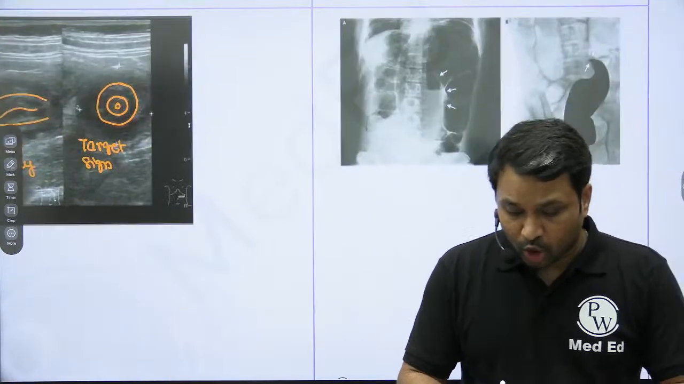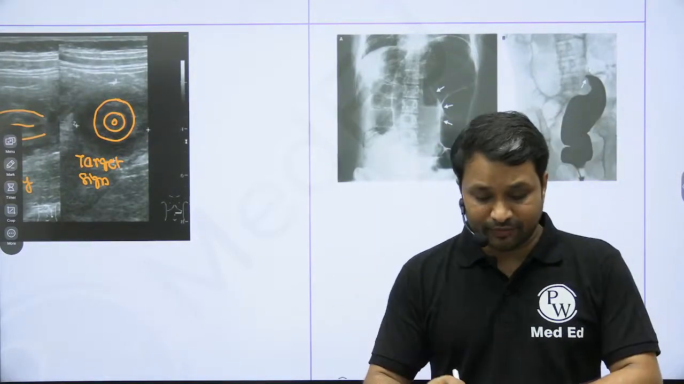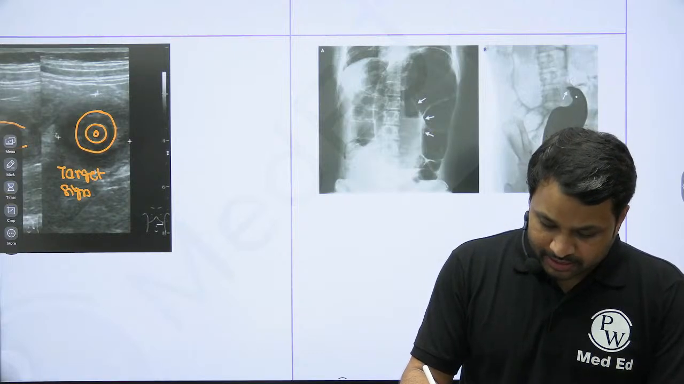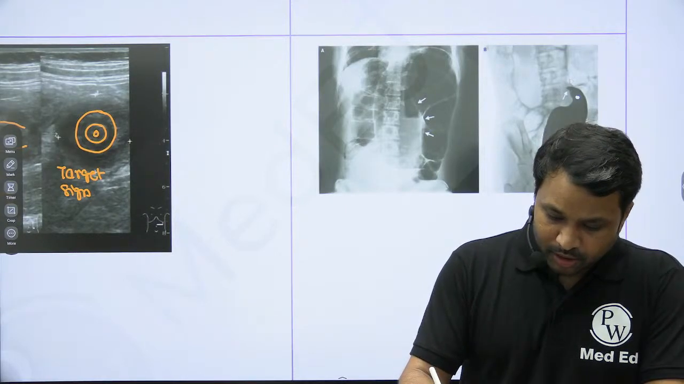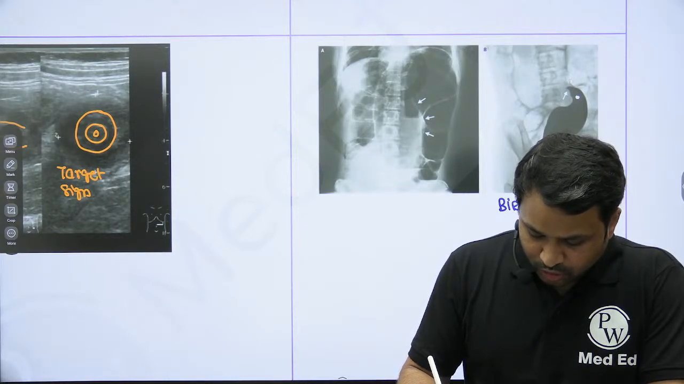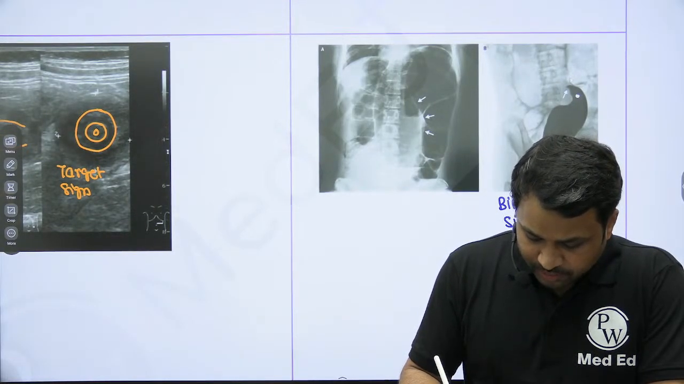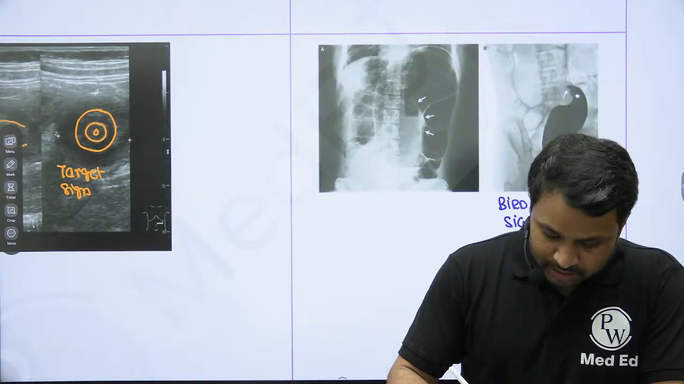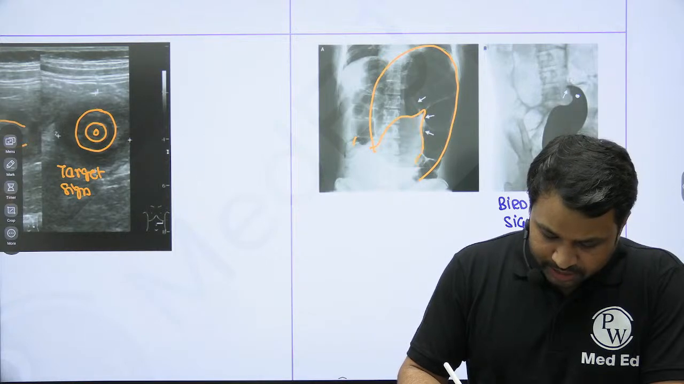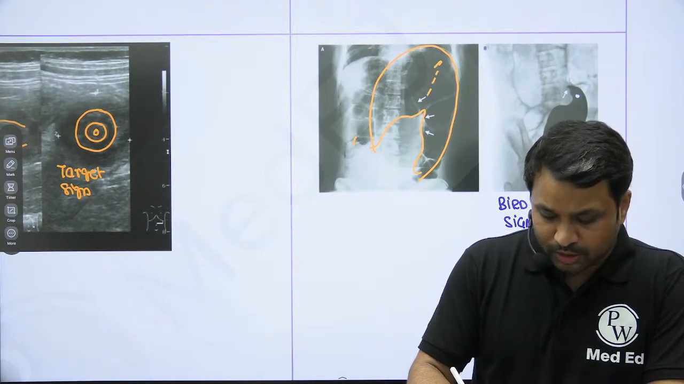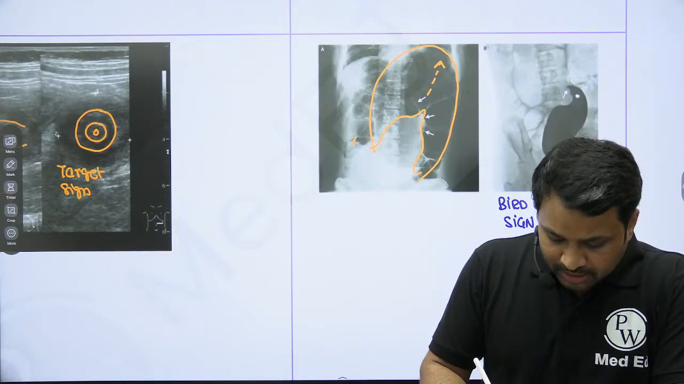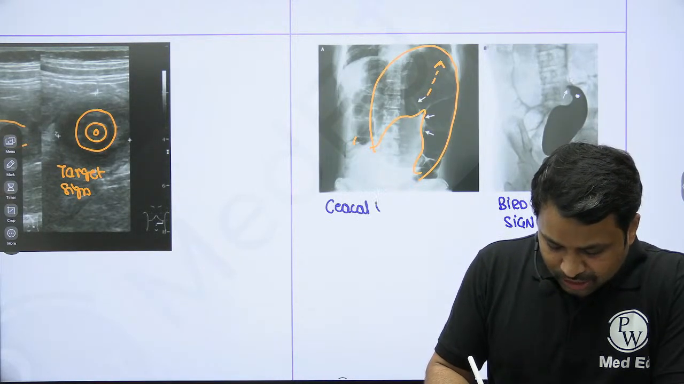Now, if you do a contrast imaging for the volvulus, this looks as if a bird is waiting to catch its prey. And this is what we call the bird of prey sign, as if the bird is waiting. Now, if you look at the coffee bean here, you see the coffee bean's orientation is like this. This is pointing towards the left upper abdomen. If it is pointing towards the left upper abdomen, this is what we call the cecal volvulus.